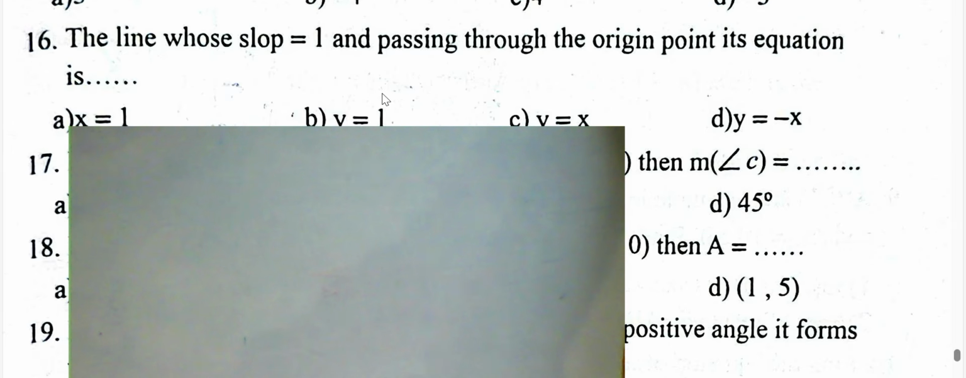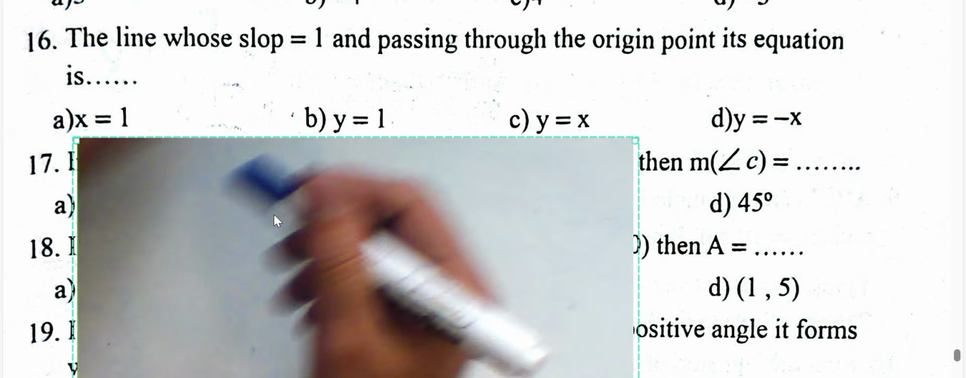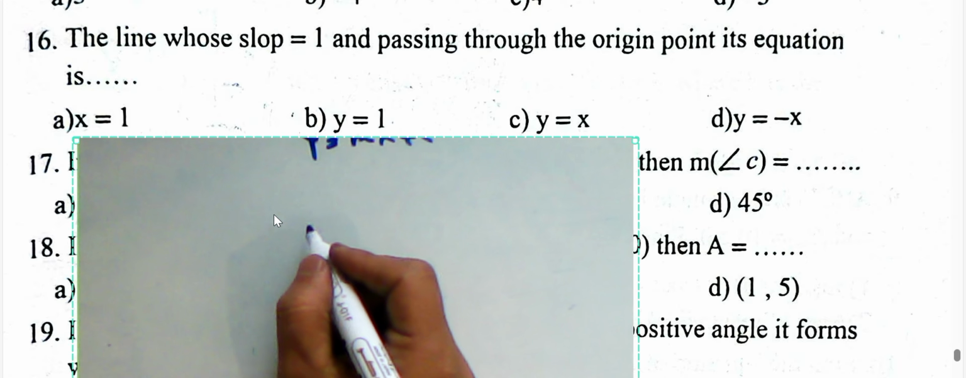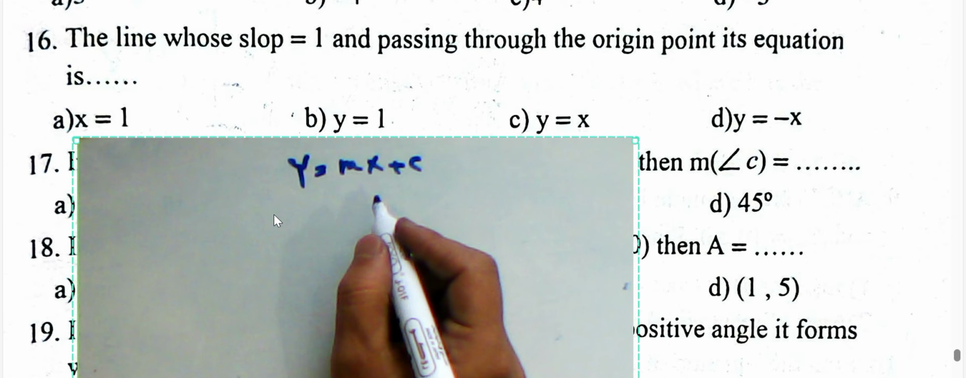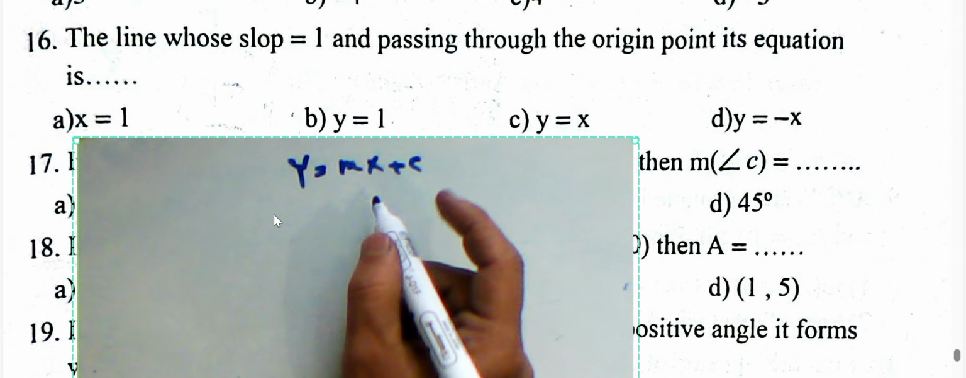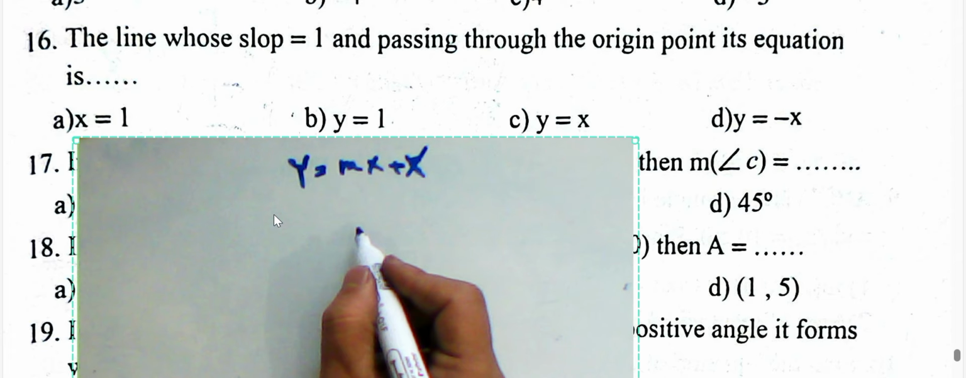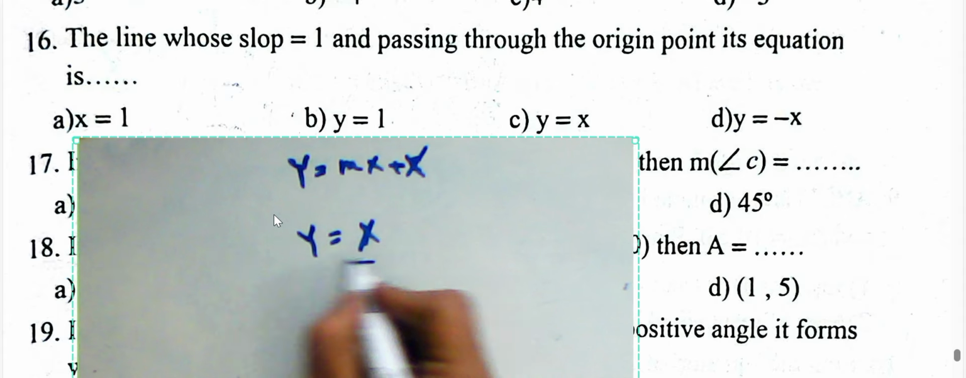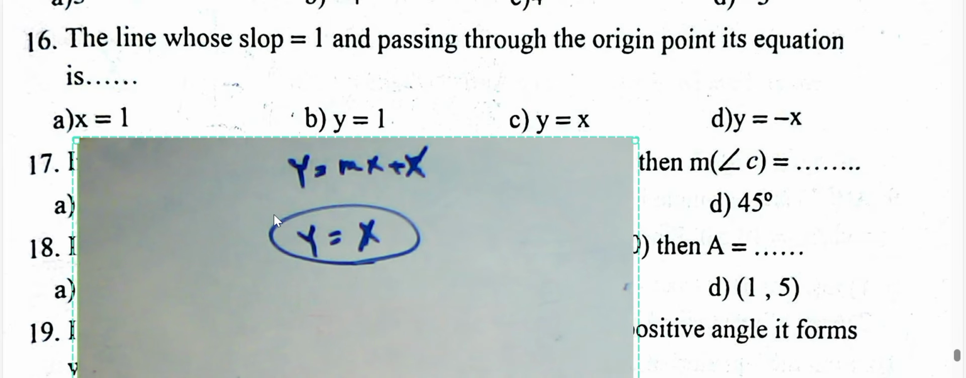The line whose slope is 1 and passes through the origin, its equation is... okay, let's take the line with slope 1. You know y equals mx plus a constant. He is asking about the equation passing through the origin, so the constant will be 0, and the slope is 1. Then the equation is y equals 1 times x, so y equals x.